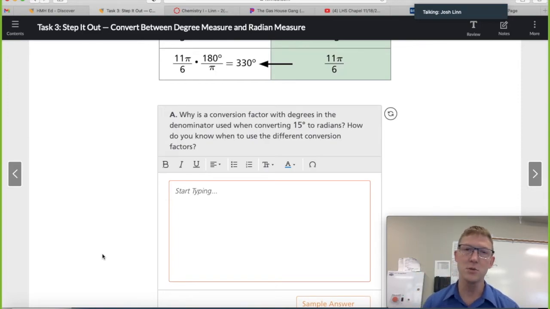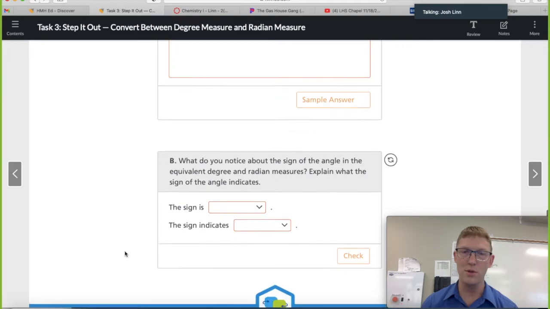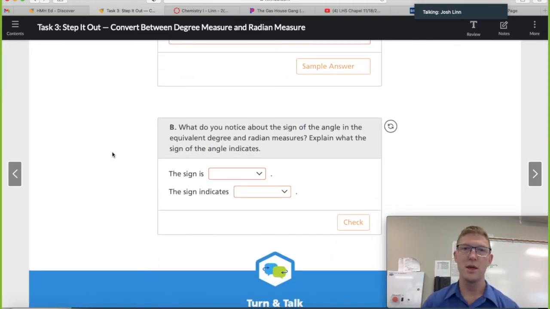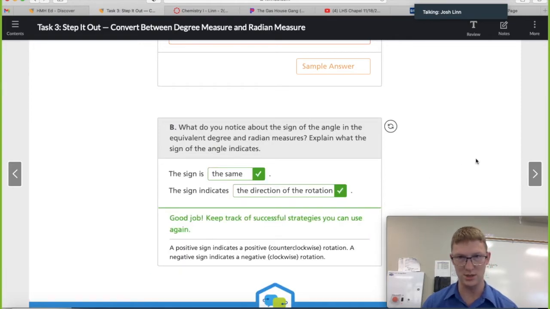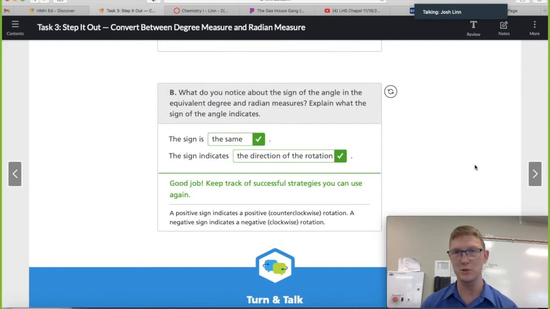Why is a conversion factor with degrees in the denominator used when converting 15 degrees to radians? I would say, so that the degrees cancel out and you have radians left over. If you remember that kind of stoichiometry type stuff, then you will be in good shape. What do you notice about the sign of the angle in the equivalent degree measure? The sign is the same and indicates the direction of rotation. That direction doesn't change just because we're switching from degrees to radians. You're just changing units, similar to going from inches to feet or inches to centimeters.